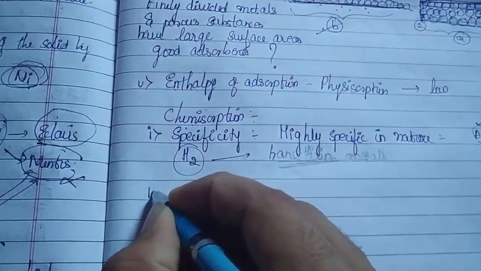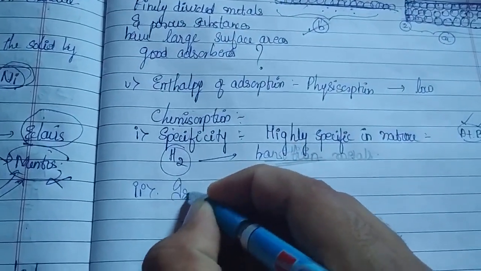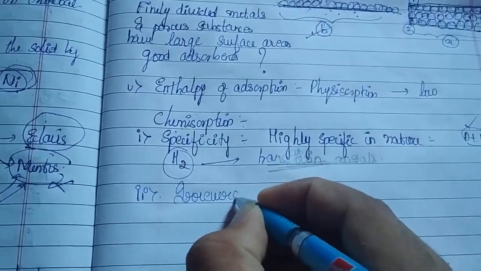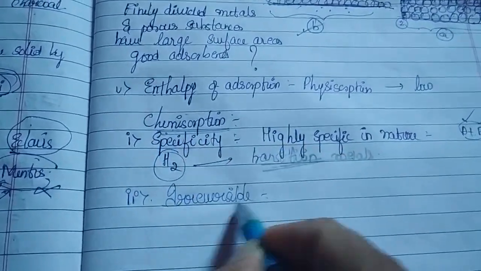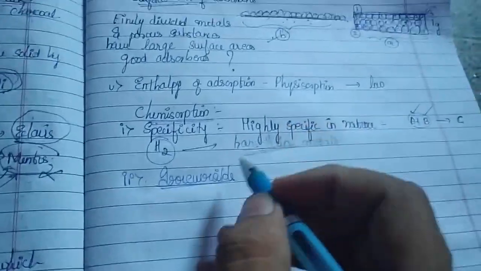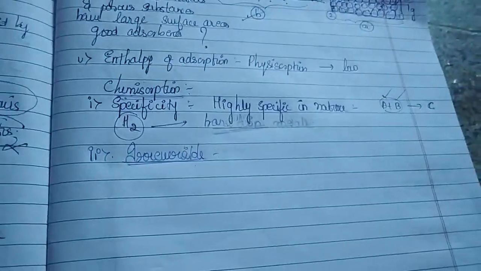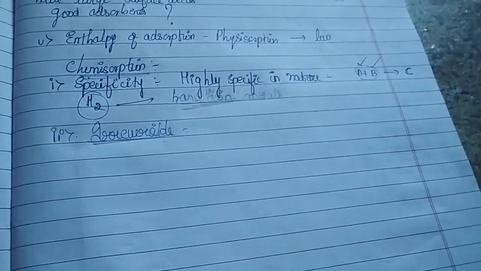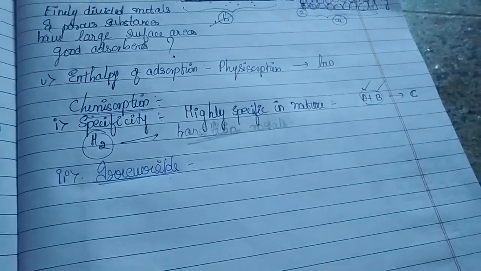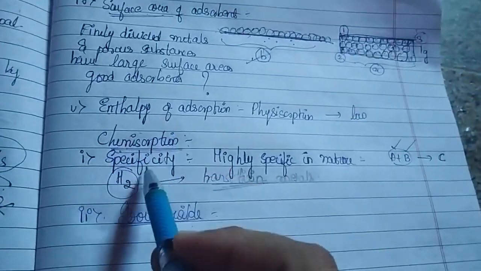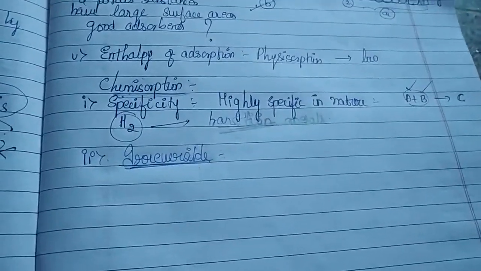Coming to another aspect, it is called reversibility. Basically, you have to remember chemical adsorption is irreversible in nature. It is once again because of the chemical bond. We know that the chemical bond that is formed is very strong in nature, and to break it is not that simple. That is the reason we say chemical adsorption is irreversible in nature.